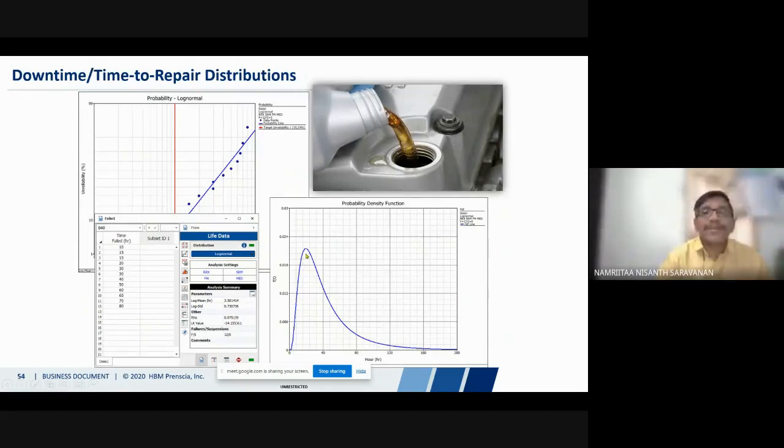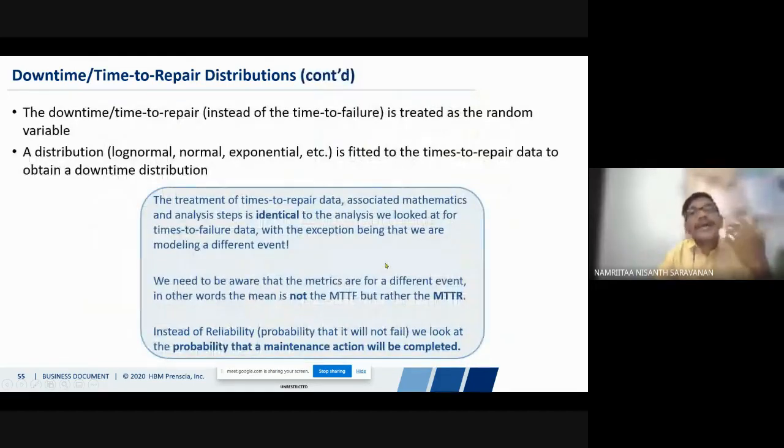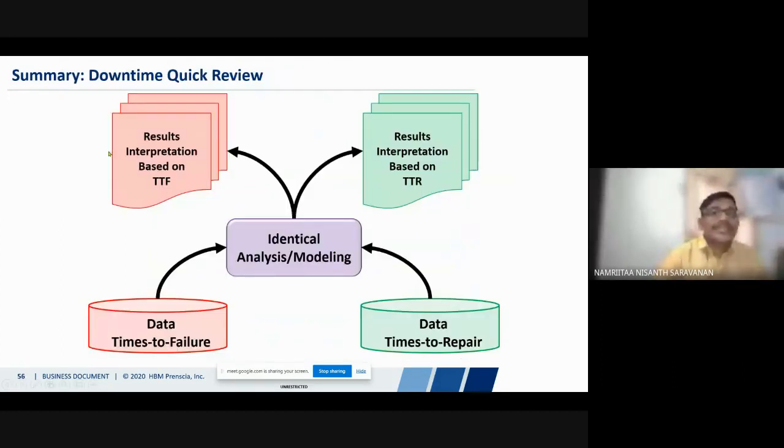So by the way, you can have a distribution also in the mean time to repair. So in a reliability and maintenance point of view, you will see time to failure based on the product reliability, component reliability, and you will see time to repair for the maintenance point of view. So both of them are required when we do reliability, availability, and maintainability calculation. This is a combination of two.